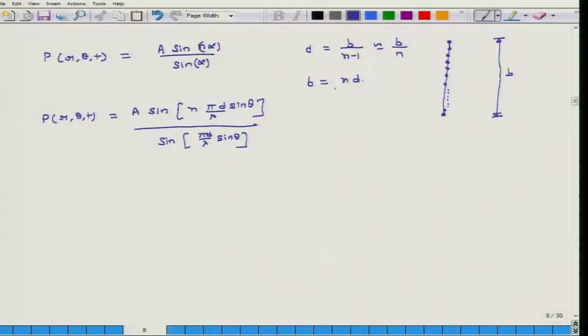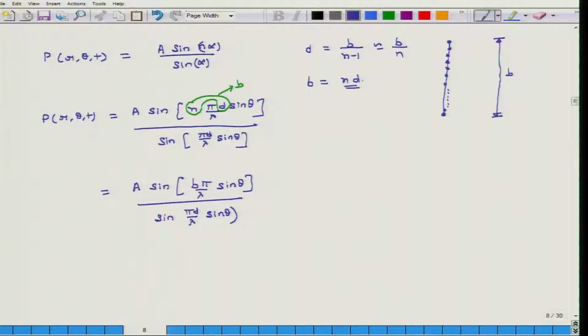So, we have seen that n times d equals b. Okay. So, what we do is n times d is b, and b is a finite number. So, I can write it as A sin(b pi over lambda sin of theta) divided by sin(pi d over lambda sin of theta). Okay. So, I have gotten rid of n and d in the numerator.